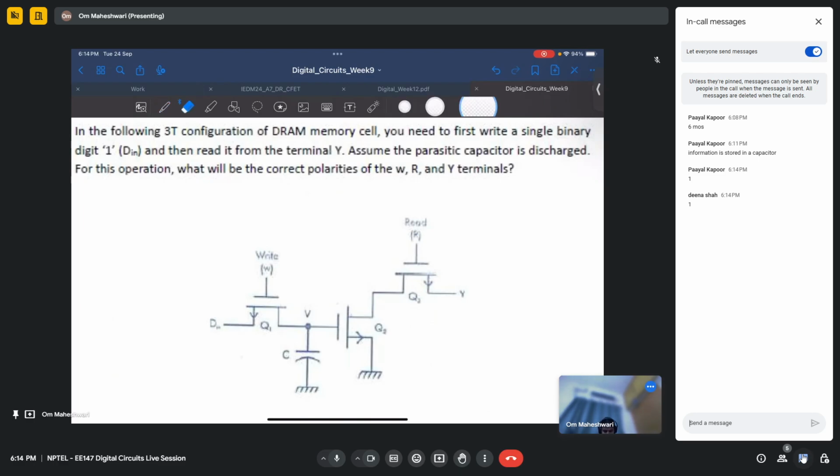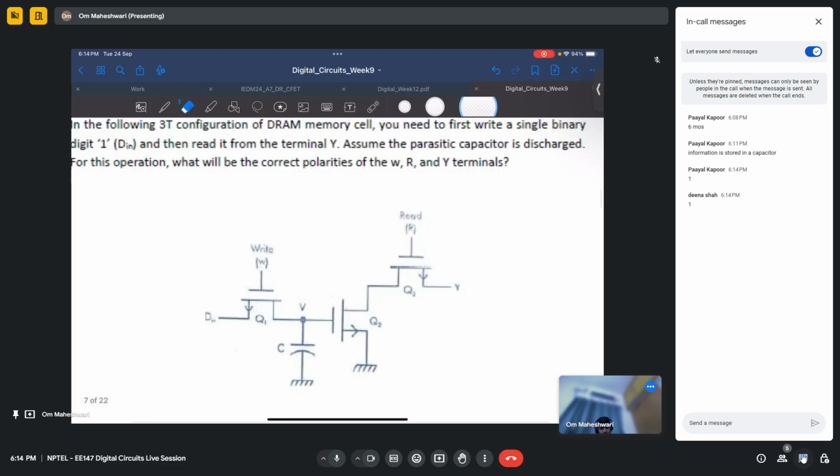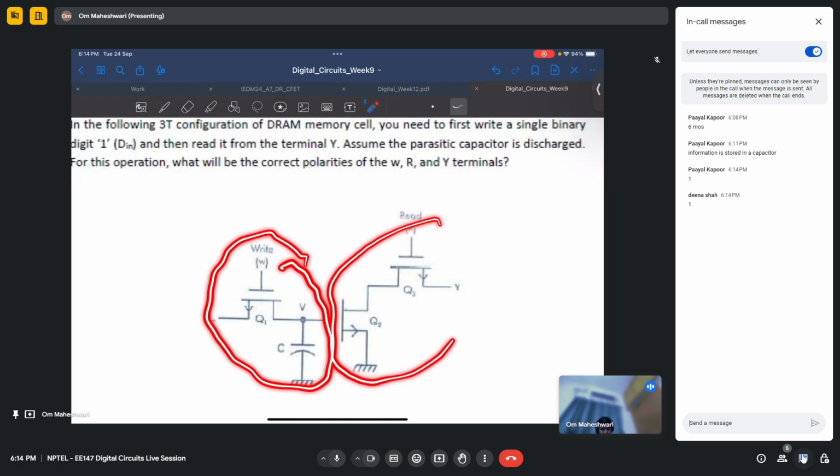Next question. In the following 3T configuration of DRAM memory cell, you need to first write a single binary digit 1 at D in and then read it from the terminal Y. Assume the parasitic capacitor is discharged initially. For the operation, what will be the correct polarities of W, R, and Y terminals? Basically, this is our DRAM bit cell, and this is a modified form of circuitry that they have used for reading what is stored in the DRAM.